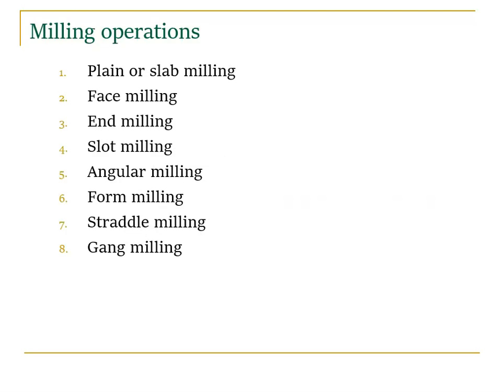Right, so the first thing: what are the operations we are going to perform with the help of milling machines? We can perform various operations, but here we listed only 8. Number 1 is plain or slab milling. Number 2 is face milling. Number 3, end milling. Then slot, angular, form, straddle, and gang milling. So we are going to discuss these 8.